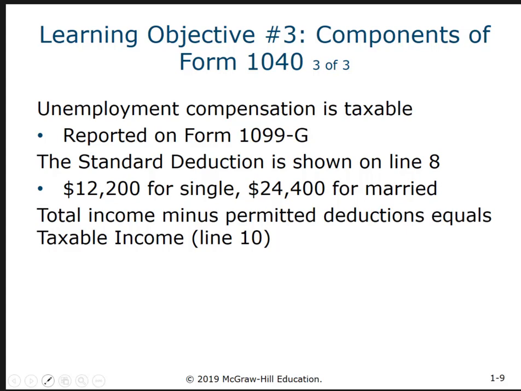A couple of things while we're talking about this: unemployment compensation is kind of like lost wages. It's paid by the government, so it's reported on a 1099-G, for government. Standard deduction is the only deduction we're going to learn about here in Chapter 1. It is one of two amounts: $12,200 for single, $24,400 for married. So you're going to subtract one of those two. There's also a standard deduction for head of household. We'll talk about it a little later. But subtract that to get your taxable income.